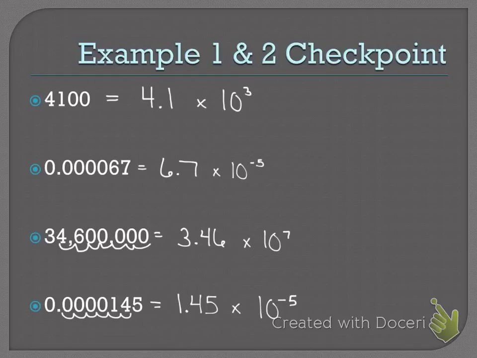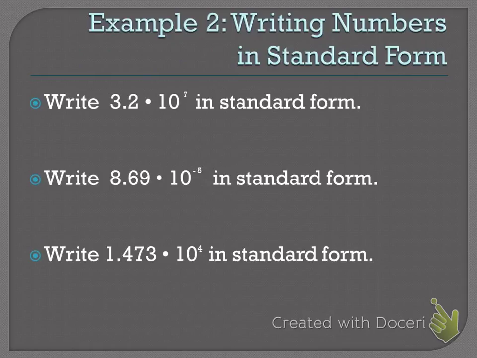1.45 times 10 to the negative 5th power. All right, anybody get all 4 of those right? Okay, good. Any questions? In example 2, now I'm going the other way.